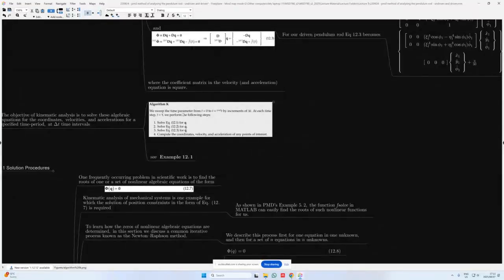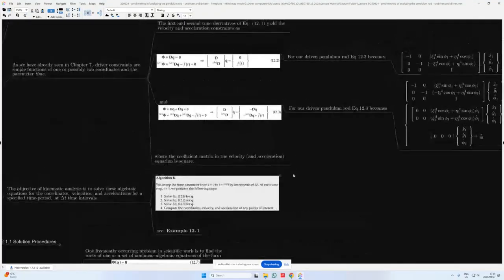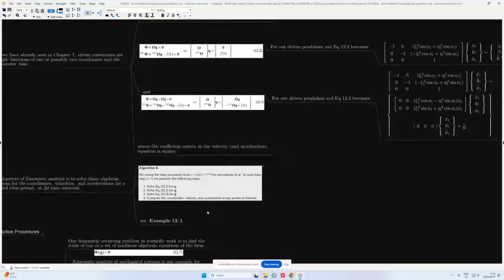And we sweep the time parameter from t equal to 0 to tn, so the total time range that we're working over, by increments of delta t, a time step that we specify. At each time step, we perform the following steps. So we solve equation 1 to get the positions or the coordinates. Then we solve equation 12.2 to get the velocities, equation 12.3 to get the accelerations, and then we can compute the coordinates, velocity, and acceleration of any points of interest once we have these generalized vectors defined.